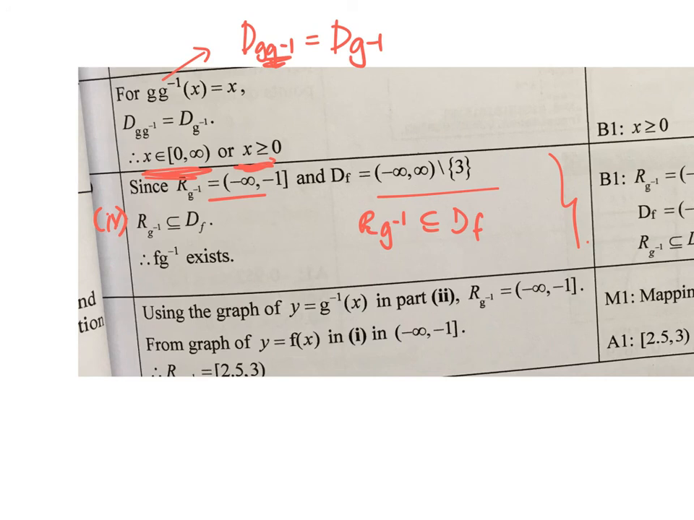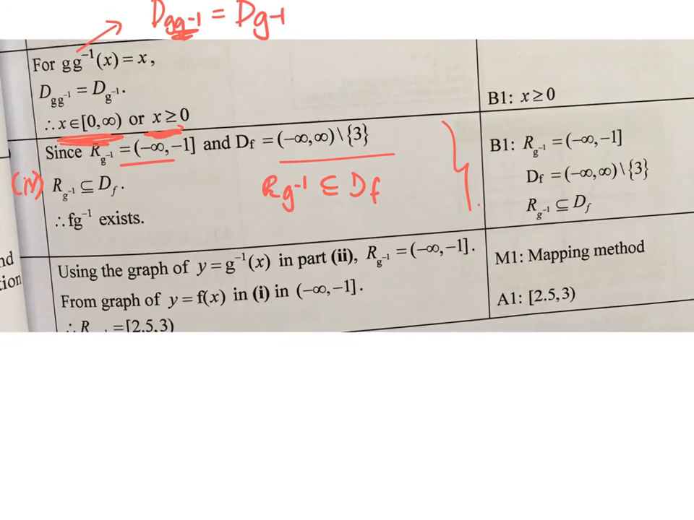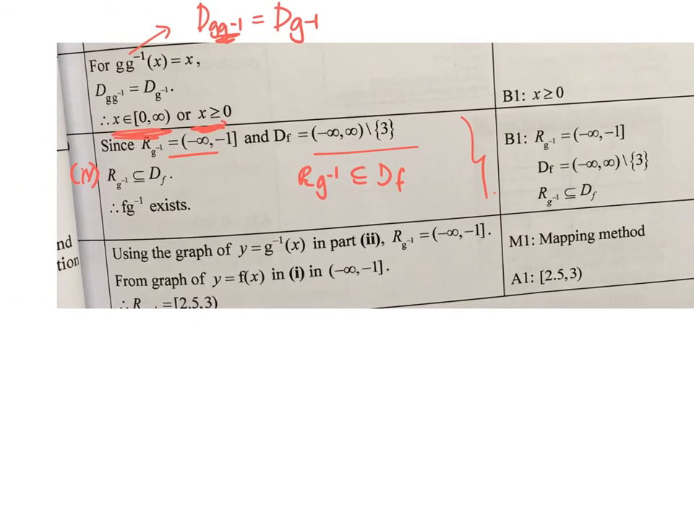Last part, we need to find the range of f g inverse. Some of you did the mapping method, so you basically map the range of g inverse into f(x), so that is fine. You know that the range of g inverse is negative infinity to negative 1. You map this into the graph of f(x), and you get your final answer to be 2.5 inclusive to 3. So this is the range of f g inverse, by mapping the range of g inverse into the domain of f to get the range of f g inverse.